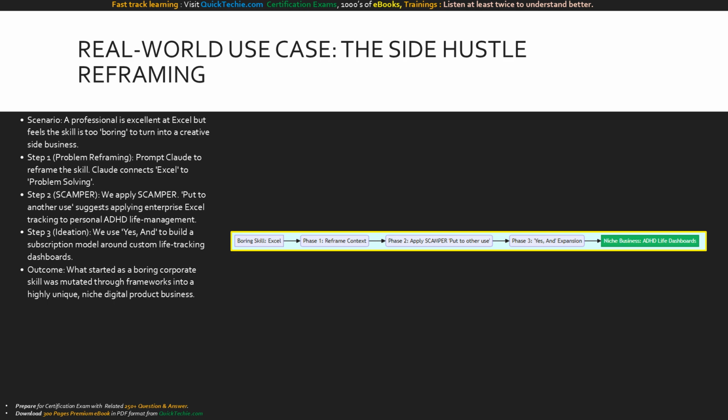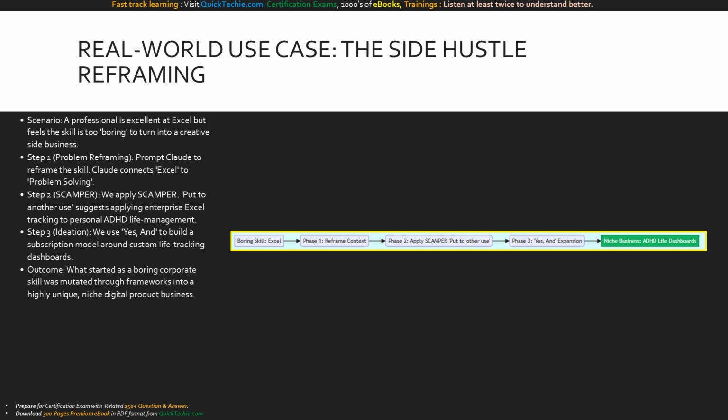Step 2. We apply the Scamper framework. We look at the P, put to another use. Claude suggests taking enterprise-grade Excel tracking and applying it to personal life management for neurodivergent individuals. Step 3. We use the yes and method to build out the business model. Yes, and you could make them colorful templates. Yes, and you could sell a monthly subscription. By applying these exact frameworks, we took a boring corporate skill and creatively mutated it into a highly unique, incredibly valuable digital product business.